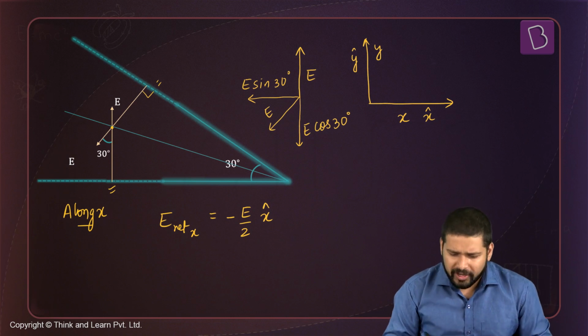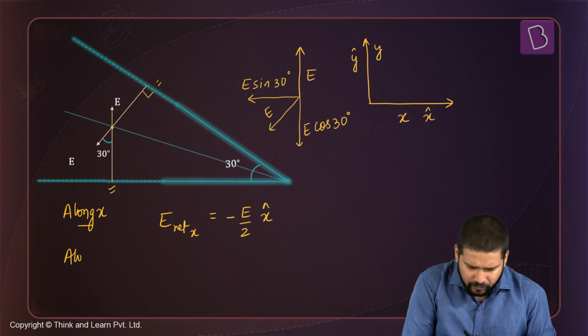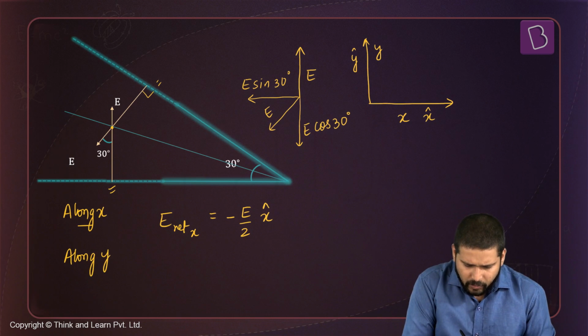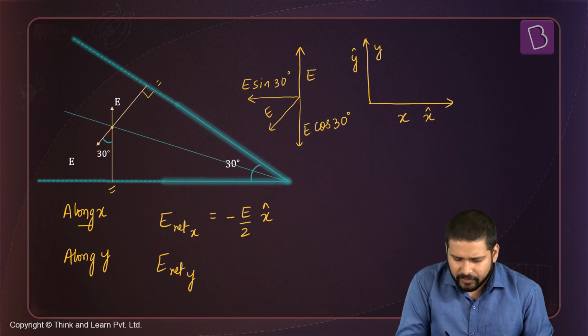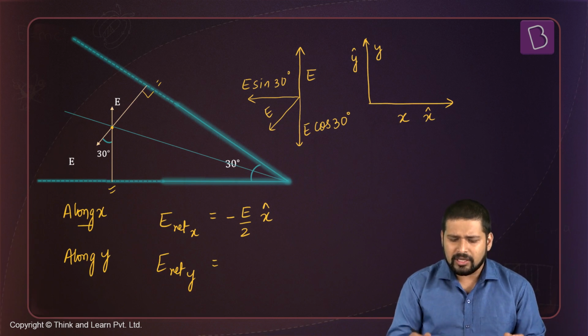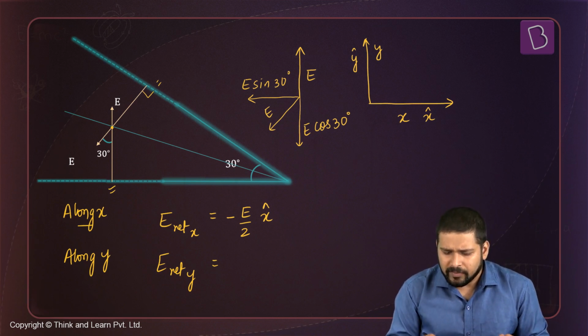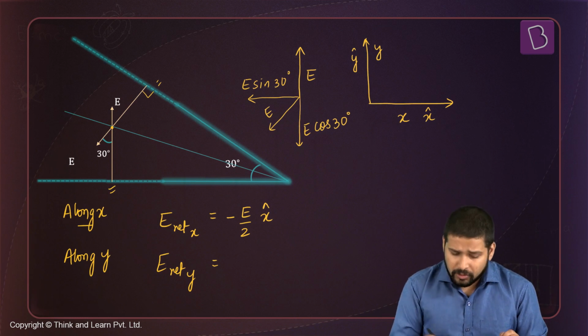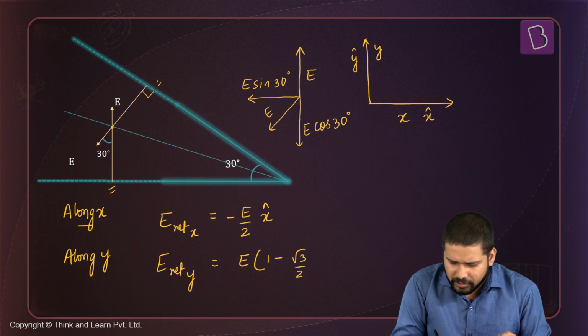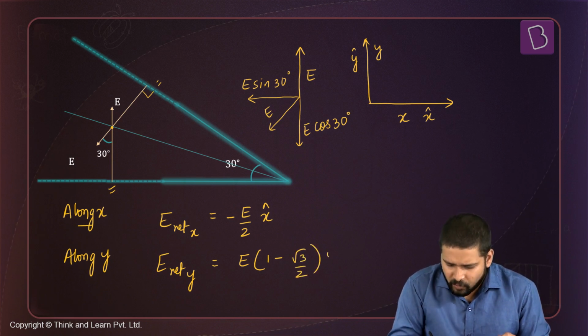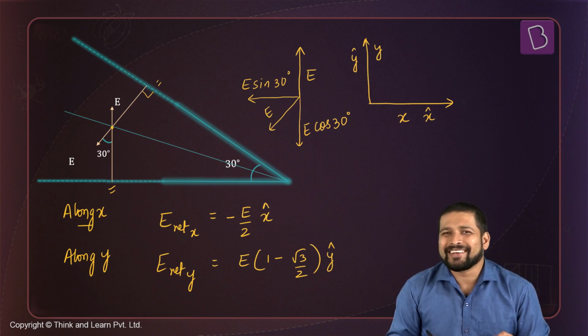Now let's talk about y. So along y direction, you have E net along y is going to be equal to E minus E cos 30, and cos 30 is equal to root 3 by 2. So I can directly write it as E times 1 minus root 3 by 2 times y cap, right? This is what we get.